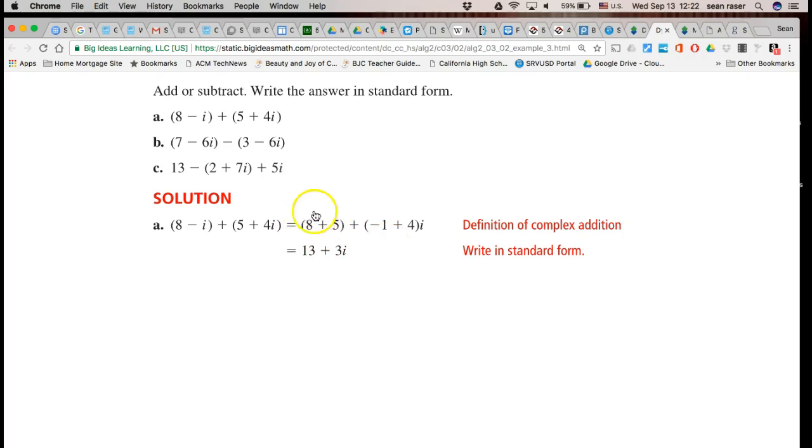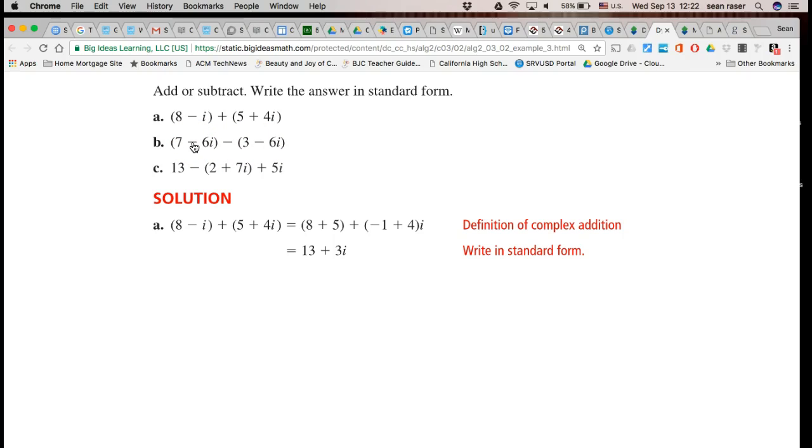And that's our answer. That's how simple it is to add complex numbers. You just add the real components and you add the coefficients of the imaginary together. Now, keeping track of the signs is important here. We had a negative 1 here and a positive 4, which gives us a net of positive 3. Let's do a subtraction problem. It's really important to keep track of your signs here so you know what you're adding and subtracting.